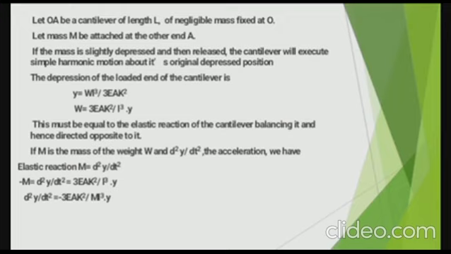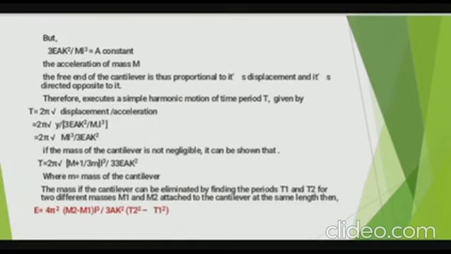This must be equal to the elastic reaction of the cantilever balancing it, and hence directed opposite to it. If m is the mass of the weight W and d²y divided by dt² the acceleration, we have elastic reaction: m d²y/dt² is equal to minus 3 E A K² divided by L³ into y. So d²y/dt² is equal to minus 3 E A K² divided by m L³ into y. But 3 E A K² divided by m L³ is equal to a constant.